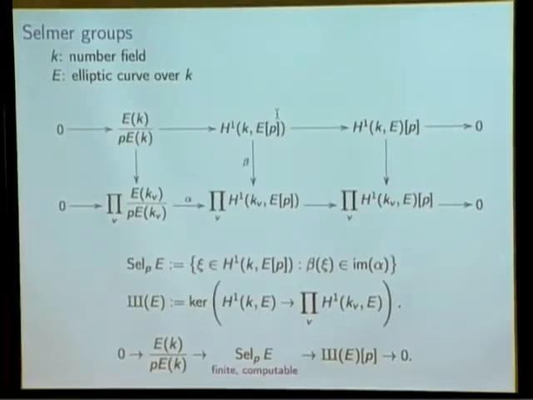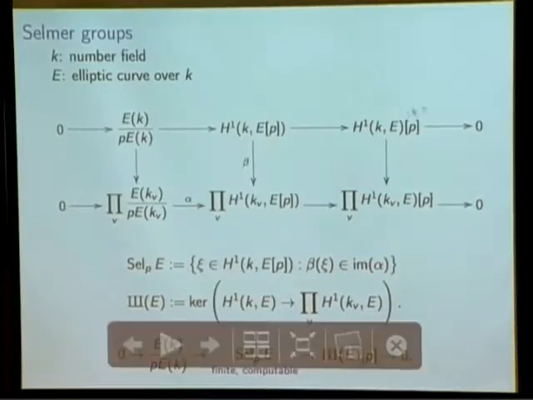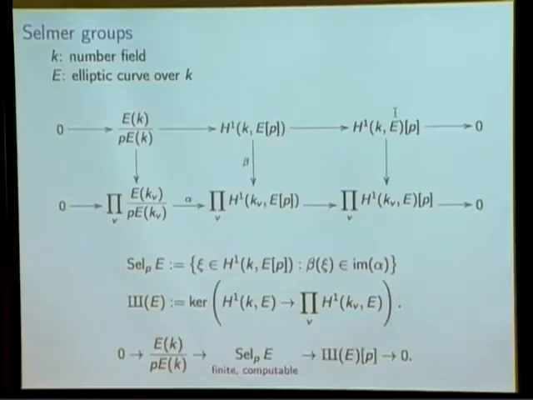Okay, and you can also define the Tate-Shafarevich group, which is the kernel of the right vertical map, this one here, except without the p-torsion. If you take p-torsion there, then the kernel of that vertical map will be the p-torsion in the Tate-Shafarevich group. And then from this diagram, you can extract this exact sequence at the bottom.